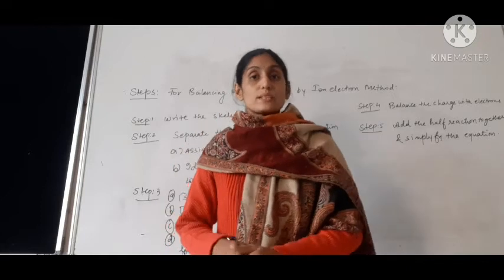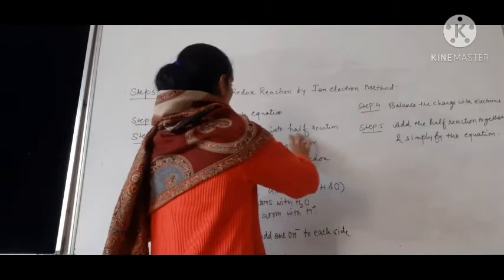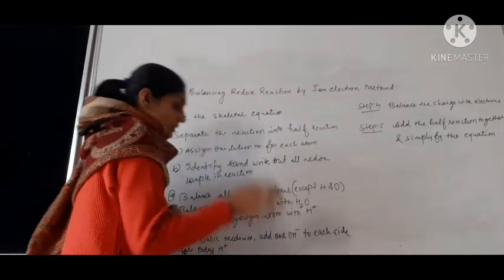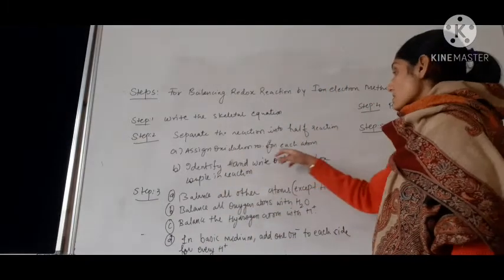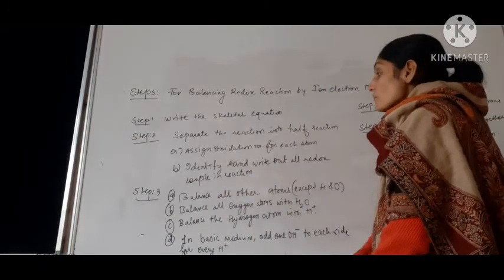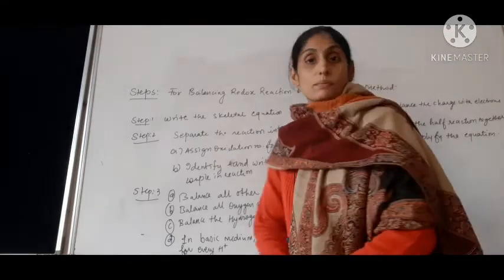So in step 2, we have to separate the reaction into two halves: the half oxidation reaction and the half reduction reaction. Then we have to assign the oxidation number for each species, and identify and write out all the redox couples.